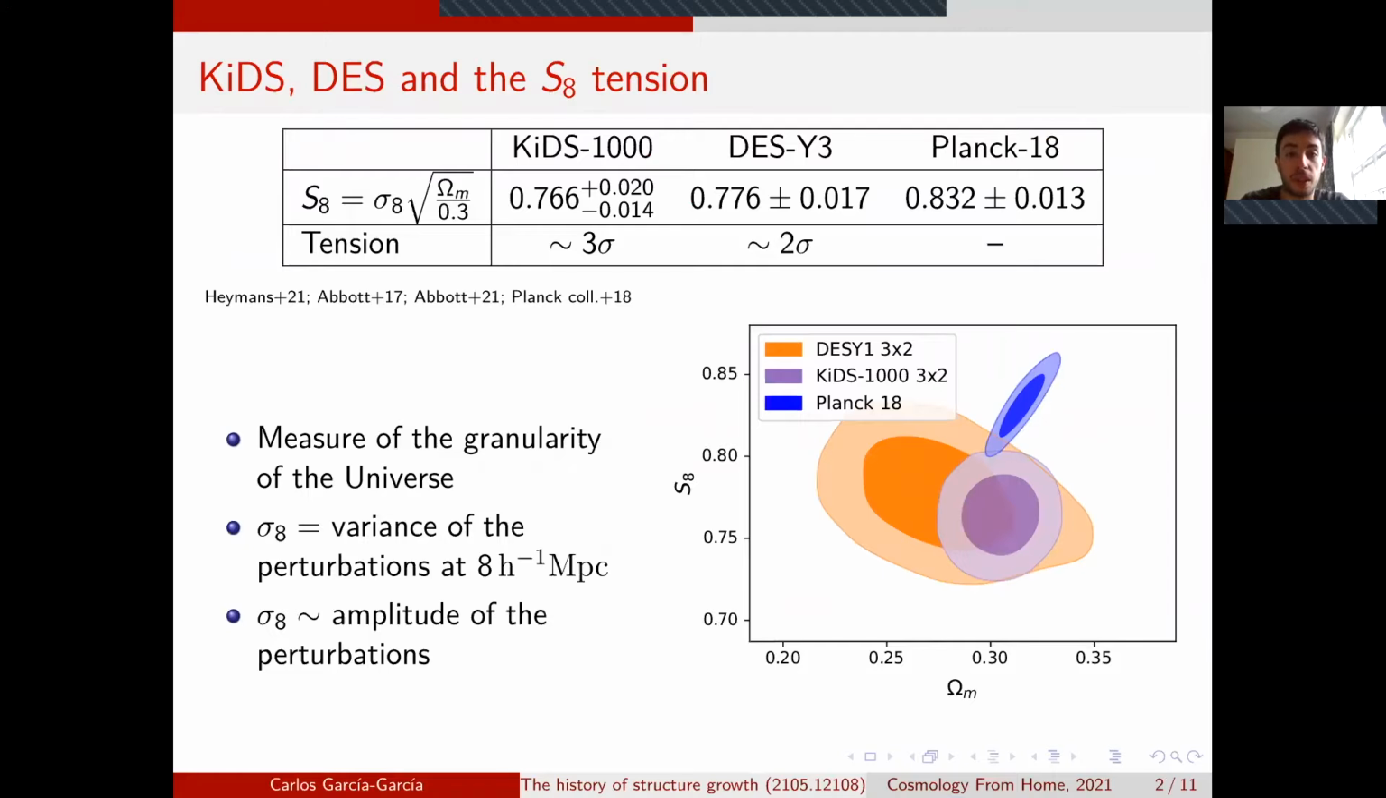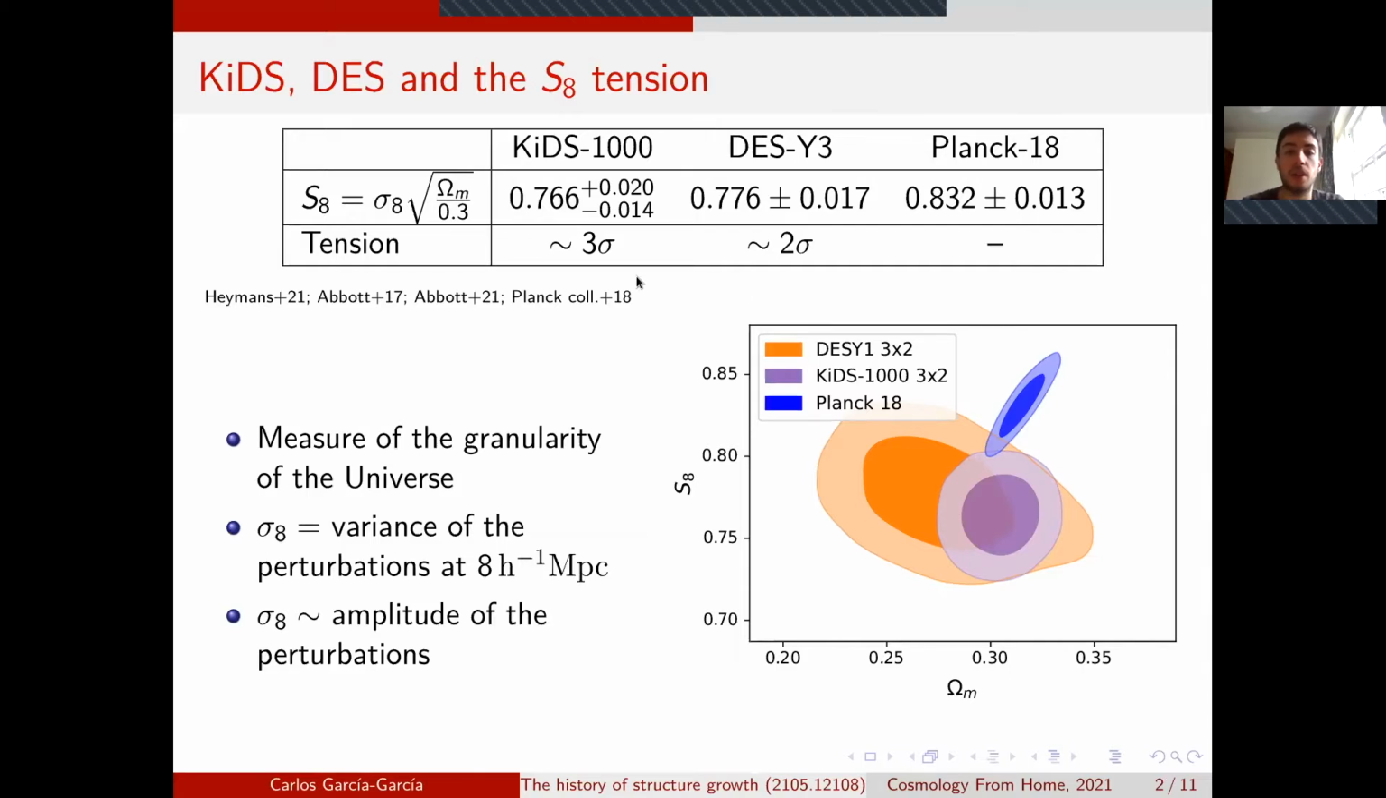So the main goal of this project is to address the S8 tension in a different way. The S8 is a parameter that measures the clumpiness of the universe, and it is given by this formula here, where sigma 8 is the variance of the perturbations at a given scale. So it basically measures the amplitude of the perturbation. So when KiDS and DES report a value that is lower than Planck's one, basically what they are saying is that large-scale structure data seems to prefer a smoother universe than the one inferred from CMB.